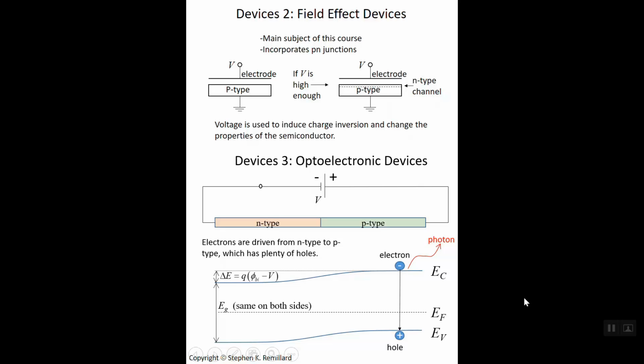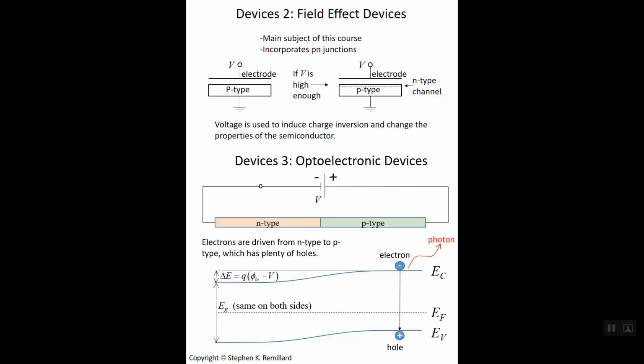We will go in much more detail later when we have finished up with PN junctions, and we'll look at the physics of how that photon is generated and how that affects the design of an LED, as well as we'll look at what the materials issues are in making efficient light emitting diodes. So those are the three device types: the PN junction, the field effect devices, and the optoelectronic devices, the three categories that we're going to spend time on this semester.